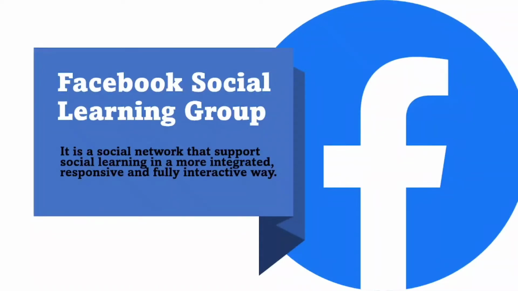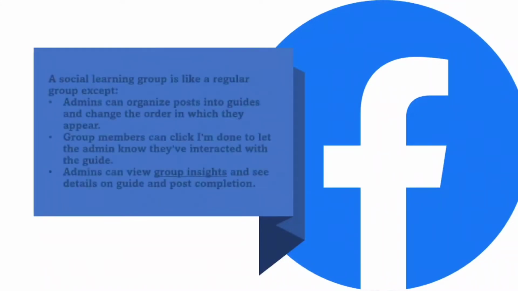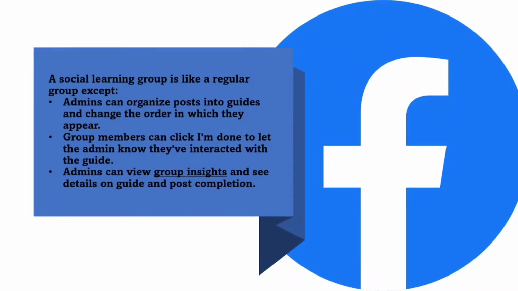What is Facebook Social Learning Group? It is a social network that supports social learning in a more integrated, responsive, and fully interactive way. A social learning group is like a regular group, except admins can organize posts into guides and change the order in which they appear. Group members can click "I'm done" to let the admin know they have interacted with the guide. And admins can view group insights and see details on guide and post completion.